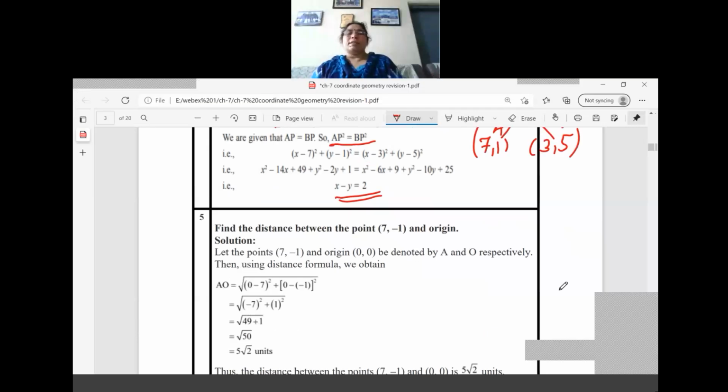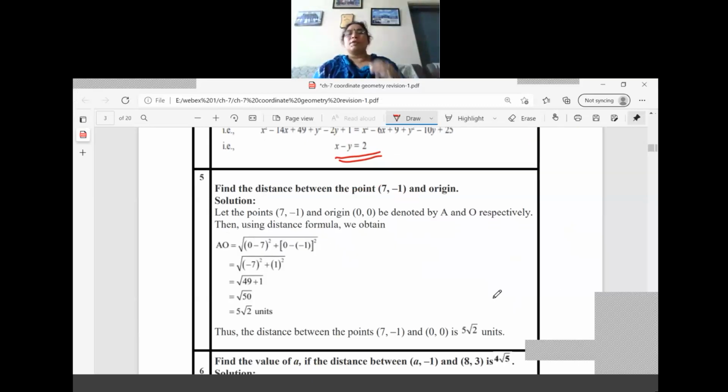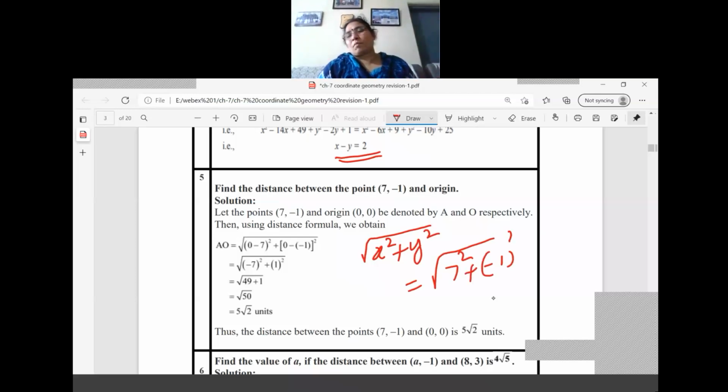Next question. Find the distance between the point 7 comma minus 1 and the origin. In the beginning itself we told that when one of the points is the origin, we can directly apply which formula? Root of x square plus y square only. So root 50 we will get. So 5 root 2 units is the answer. Here they have directly used x2 minus x1 whole square plus y2 minus y1 whole square, and we got the answer root 50 only.